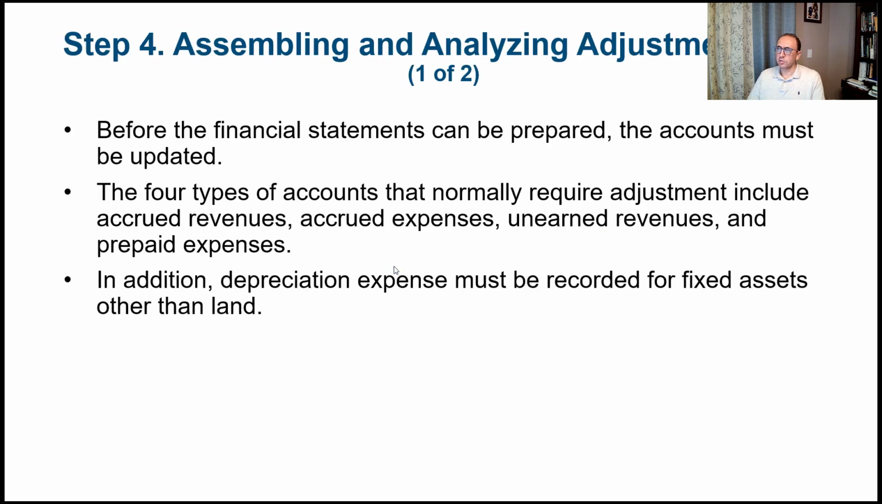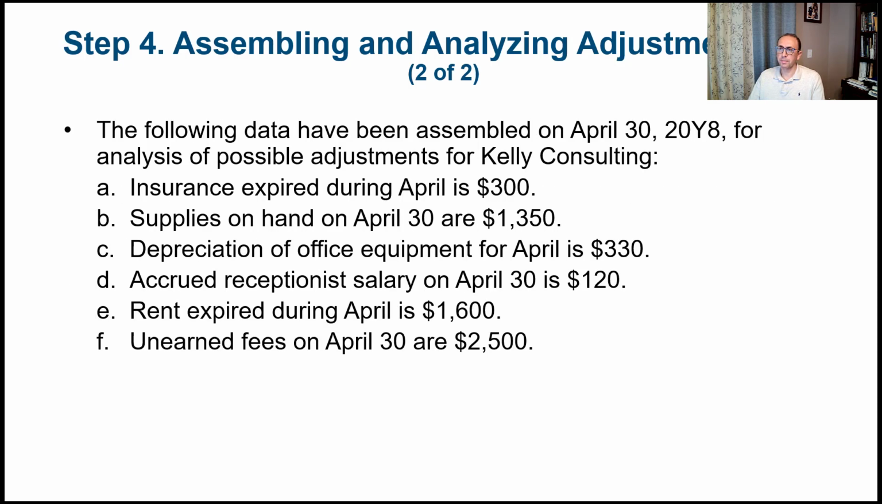So before the financial statements can be prepared, the accounts must be updated. The four types of accounts that normally require adjustments include accrued revenues, accrued expenses, unearned revenues, and prepaid expenses. In addition, depreciation expense must be recorded for fixed assets other than land. And this is typically what we've done in Chapter 3, which are the adjusting entries, the 5 different types of adjusting entries that we've seen.